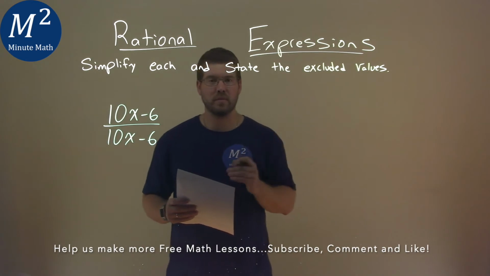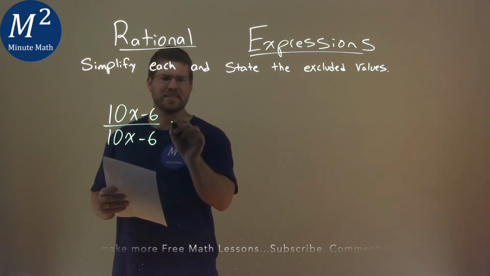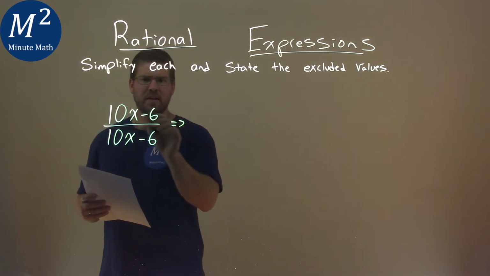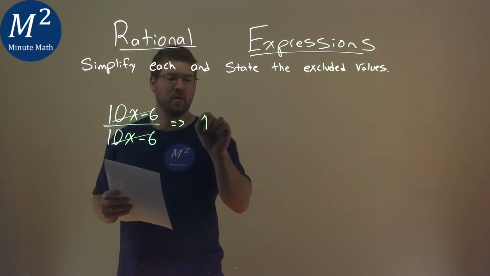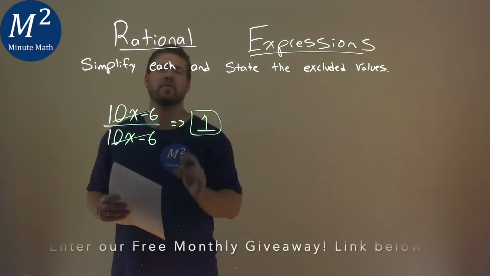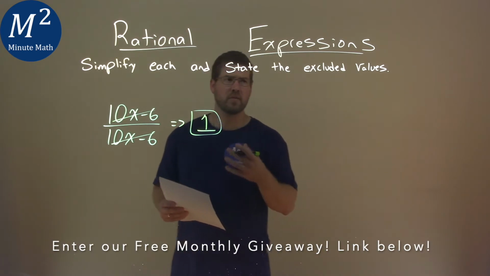We're given this problem right here, 10x minus 6 over 10x minus 6, and we need to simplify this and state the excluded values. Well, 10x minus 6 over 10x minus 6, these are the same things. They essentially cancel each other out, and we're left with just a 1. So our simplified answer here is just 1. It's pretty easy. But we still have to find our excluded values.